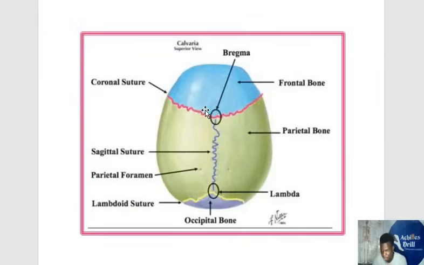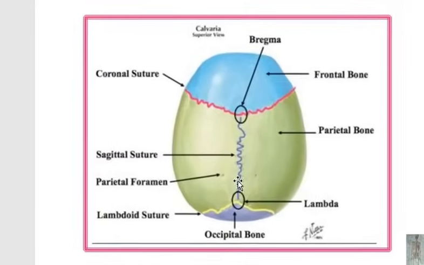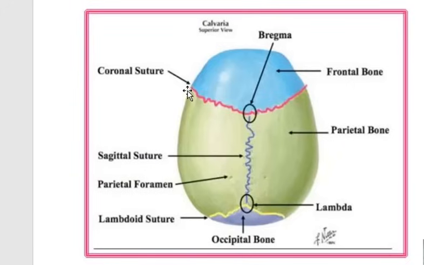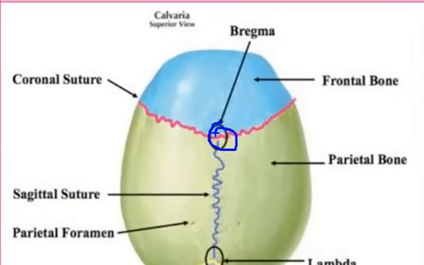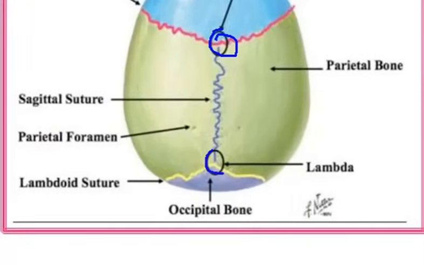Now take a look at this. We established that the one in the midline is the sagittal suture, the one crossing it right here is the coronal suture, and right here there is a point. This meeting point of the coronal and sagittal sutures is called the bregma. The bregma is an important craniometric point. We also have one here behind, which is called the lambda.